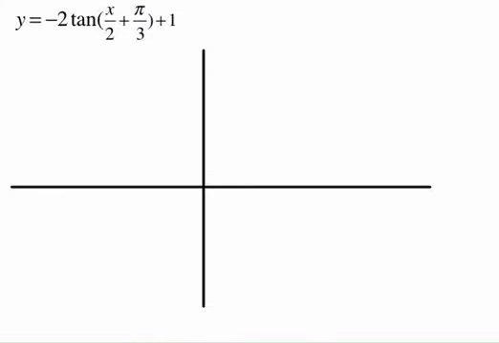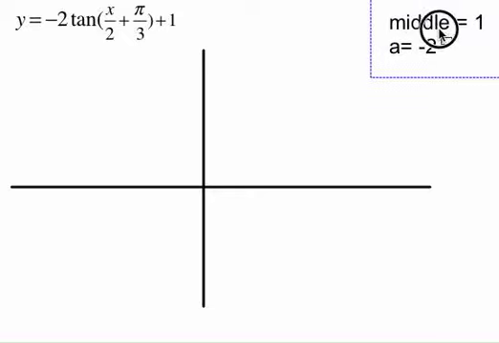So we have y equals negative 2 tangent of x over 2 plus pi over 3, plus 1. Just like we did for the sine graphs, we're going to start by identifying the middle and the a value. The middle number is that number back here, which is 1, and the a value is negative 2. Because it's negative, it's going to flip the graph upside down. So we just said how tangent is normally increasing from left to right. Well, because a is negative now, it's going to flip the graph, so it's going to be decreasing from left to right. So keep that in mind as we draw this graph.